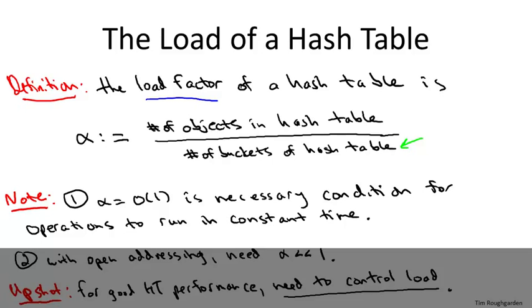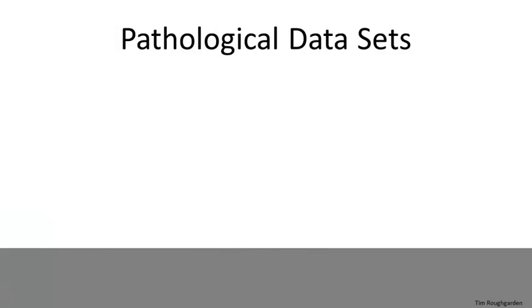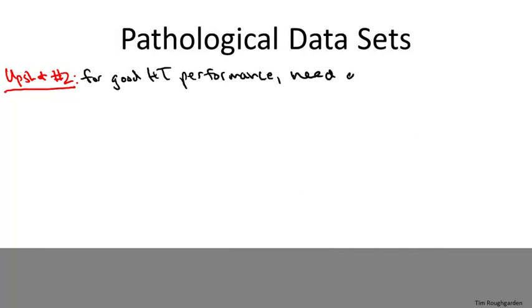Optionally, if space is at a real premium, you can also shrink the hash table if there's a bunch of deletions, say, in a chaining implementation. So that's the first takeaway point about what has to be happening correctly under the hood in order to get the desired guarantees for hash table performance. You've got to control the load. So you have to have a hash table whose size is roughly the same as the number of objects that you're storing.